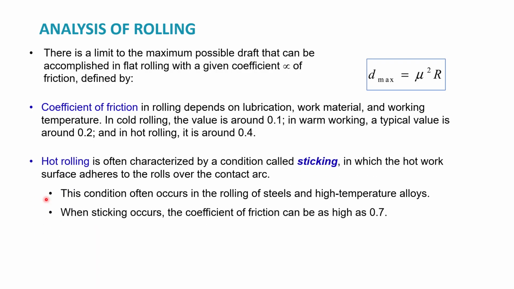Hot rolling is often characterized by a condition called sticking, in which the hot work surface adheres to the rolls over the contact arc. This condition occurs in the rolling of steel and high temperature alloys, and when sticking occurs, the coefficient of friction can be as high as 0.7.